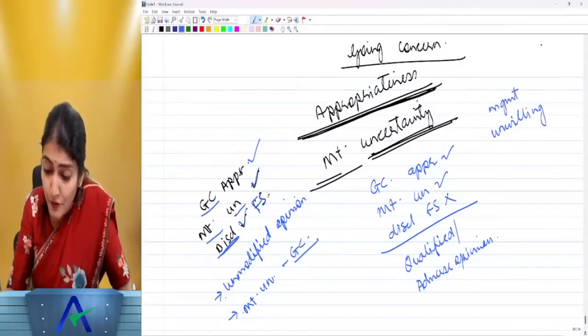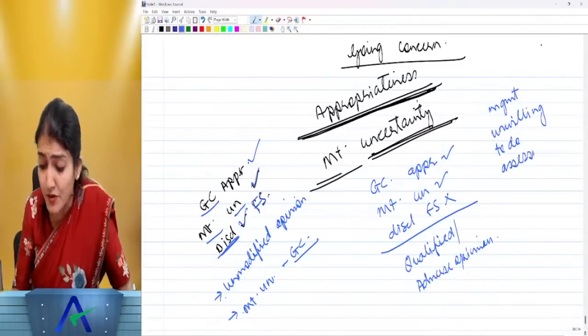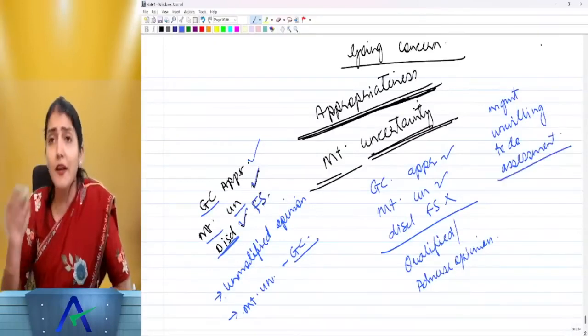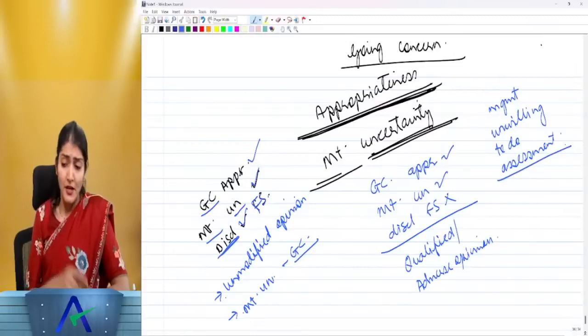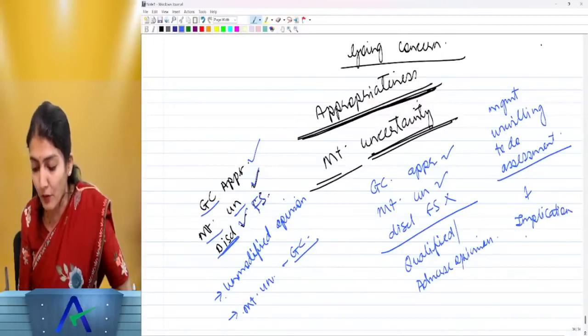Third situation, management is unwilling to do the assessment of going concern. You are telling management, please check the going concern assumption of the entity. And they say, no, we are unwilling to do the assessment. So then what do you do? You consider the implications on the audit because it might lead to a limitation on scope.